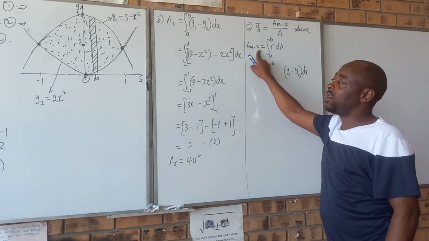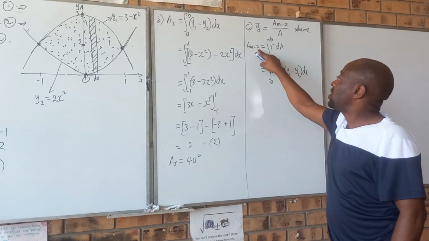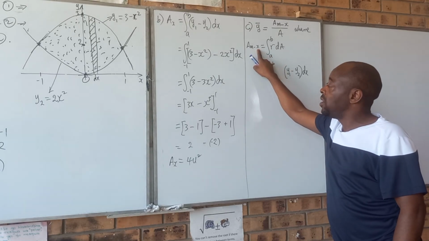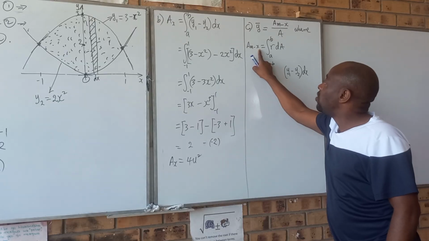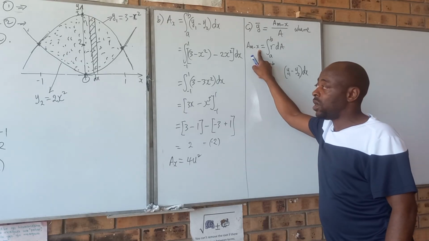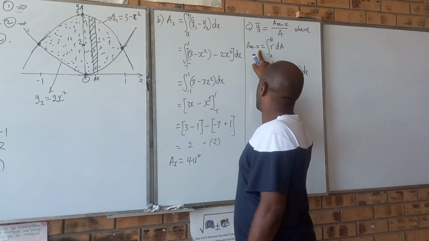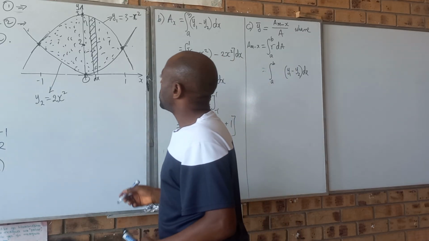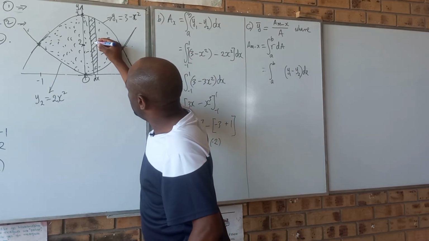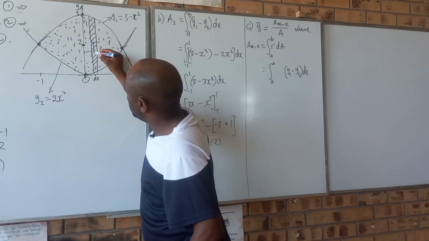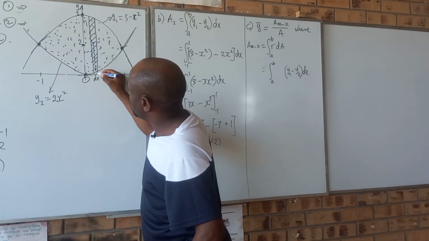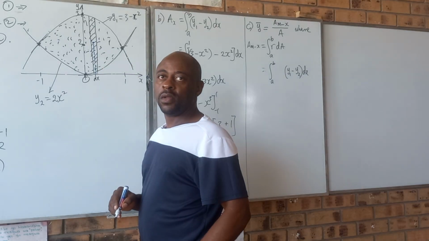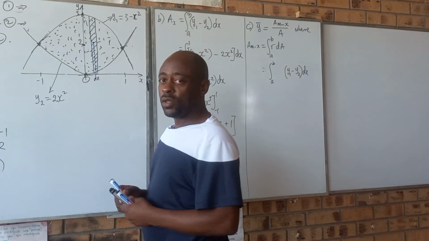So I must go back to my diagram. I start from the center of my strip. I move in a straight line until I meet the x-axis. So I'm going to do that. I'm going back to the diagram I've drawn. I'm starting from the center of my strip. I move in a straight line until I get to the x-axis. So that is my movement.